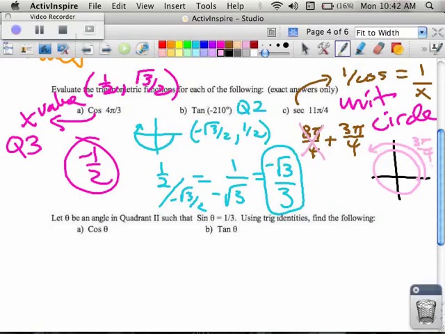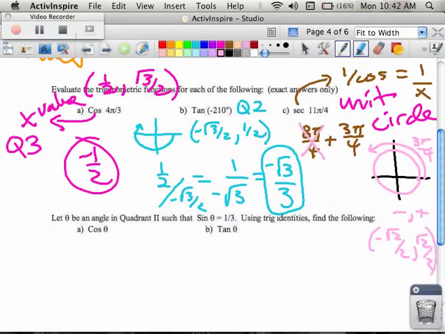What quadrant am I in? Quadrant 2. In quadrant 2, it's negative and then positive values. And I know that they're both root 2 over 2's. So the coordinates are negative root 2 over 2 and root 2 over 2 for the angle 11 pi over 4.